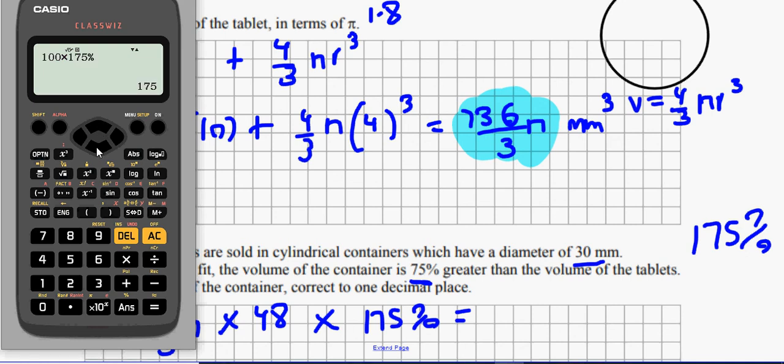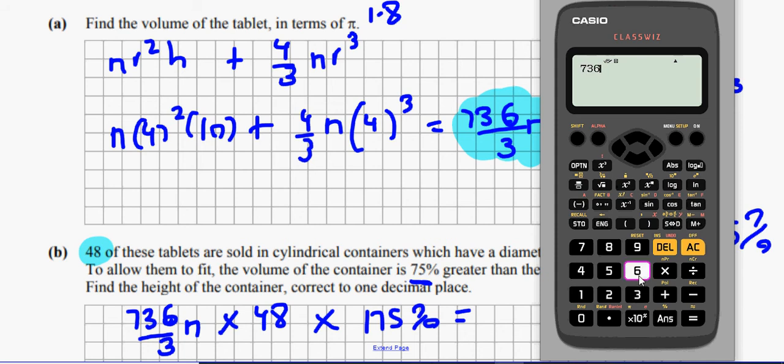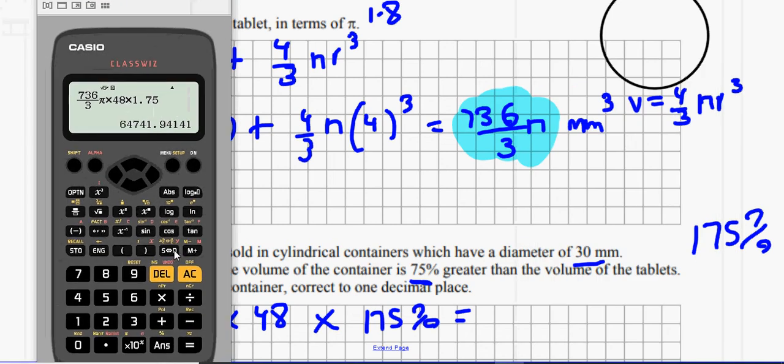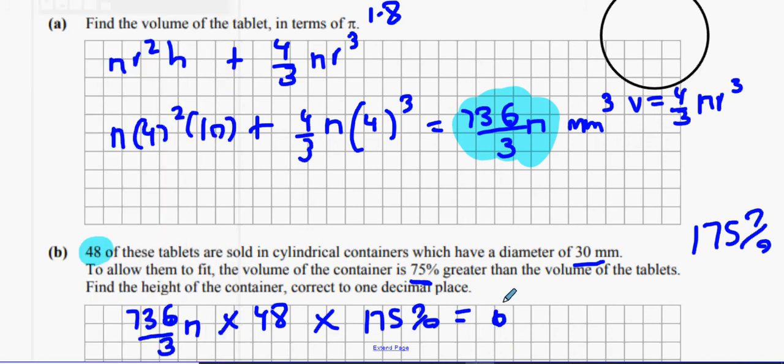So go back to my answer from before. Oh, memory doesn't go back that far. All right, let's do this again. 736/3π. Multiply by 48. Multiply by 1.75. And we get a volume of 20,608π, but we want that with one decimal place. So 64,741.9. Once again, millimeters cubed.